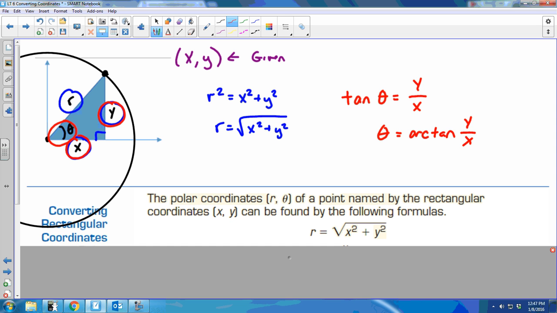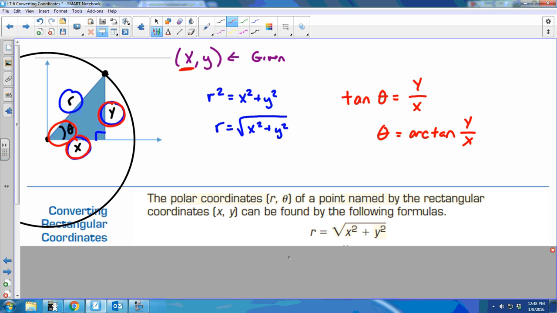Your calculator calculates inverses, and they give you principal values, which we talked about last semester. Principal values means it only gives you values from negative 90 to 90. We might need values other than that. So, because of that, you have to look at your original x value to decide what you're going to do, and it gives you two different options, all right?